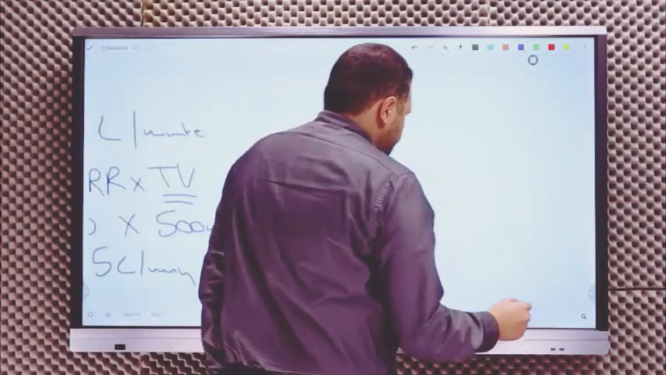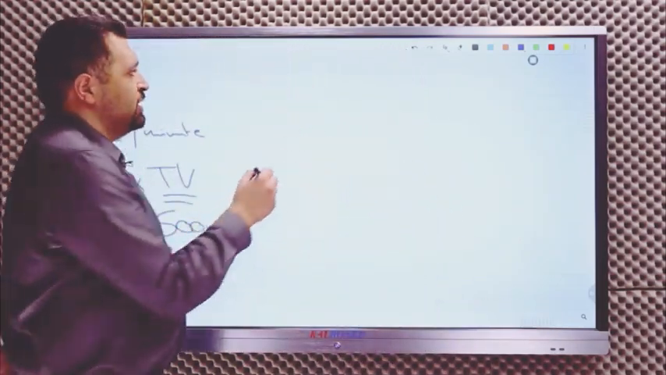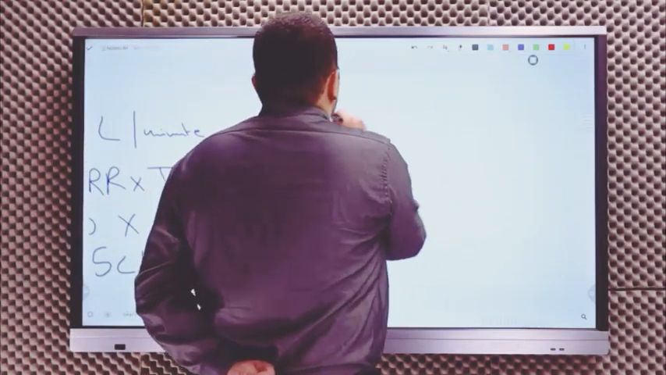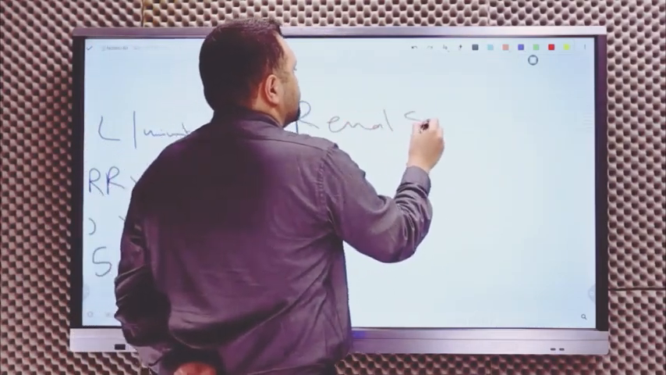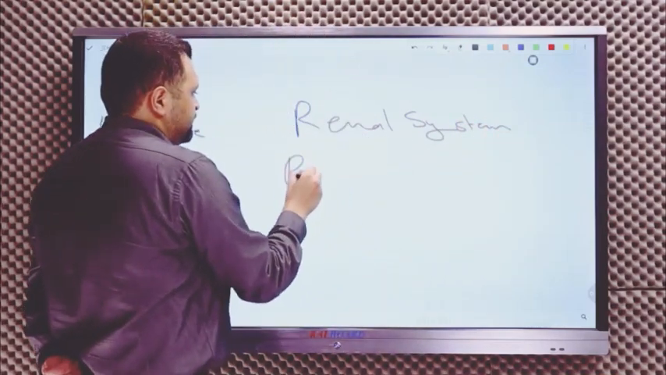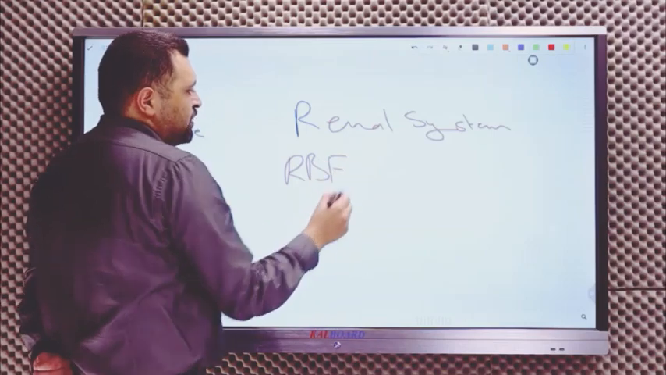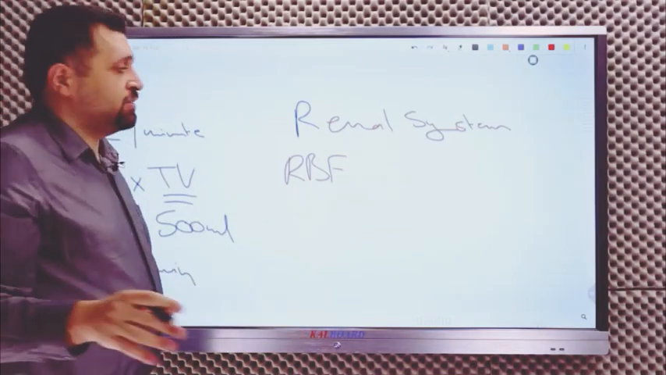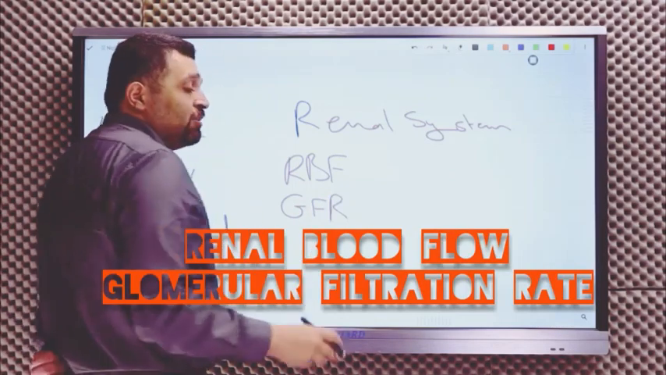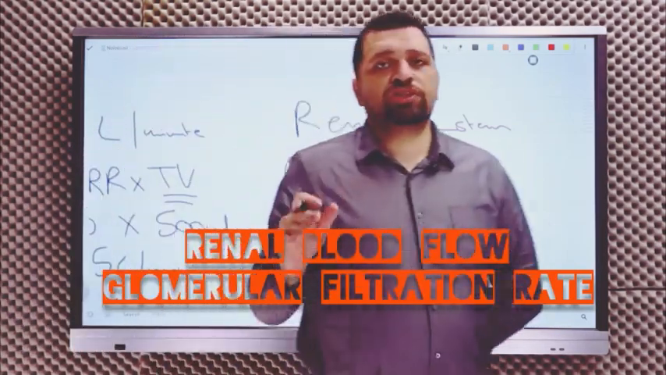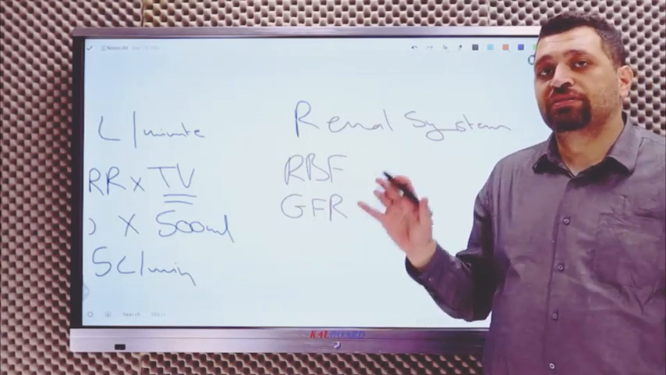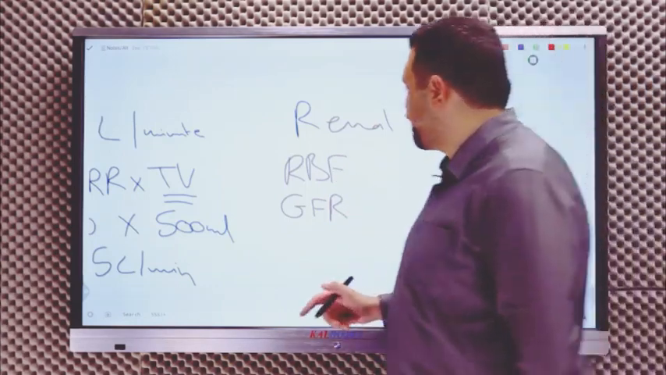Now, if we go to the renal system, which consists mainly of our kidneys, we have renal blood flow, which is the amount of blood that enters the kidney, and GFR, the glomerular filtration rate, which is the amount of blood the kidney filters and takes substances from.